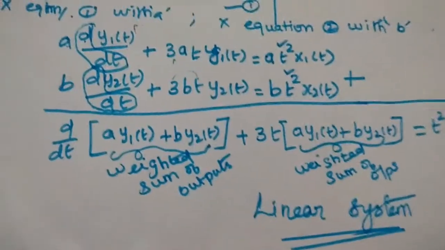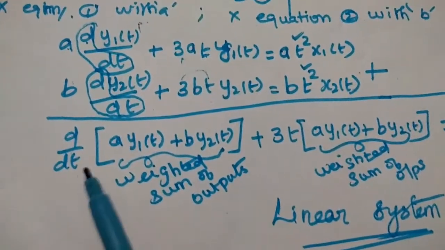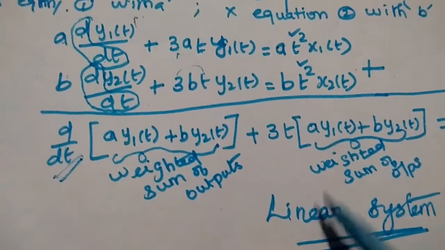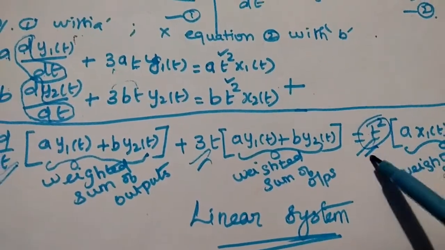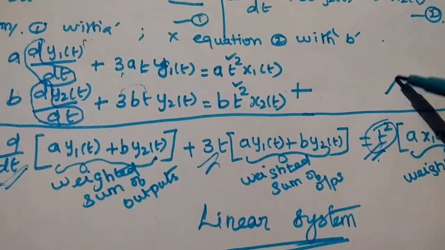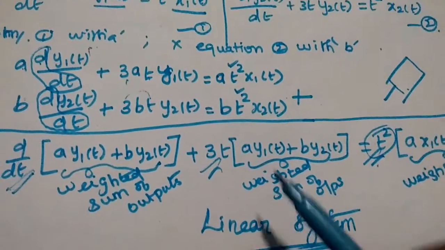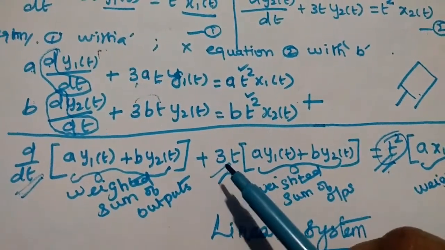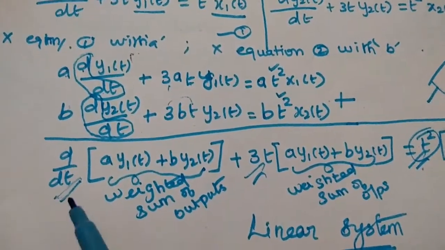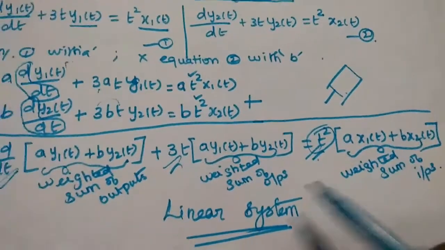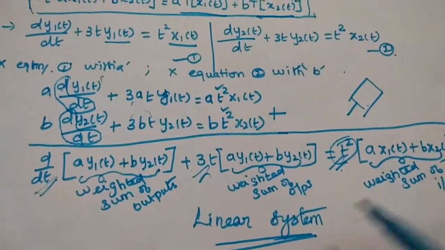One more thing: here we have d by dt and 3t, and here it is t squared. These are nothing but system functions. So d by dt and 3t are system functions on the output side, and t squared is a system function on the input side. That's why we can say it is a linear system.